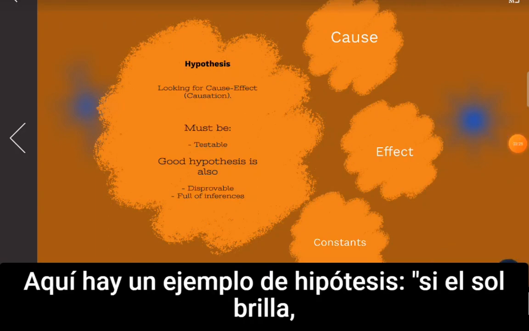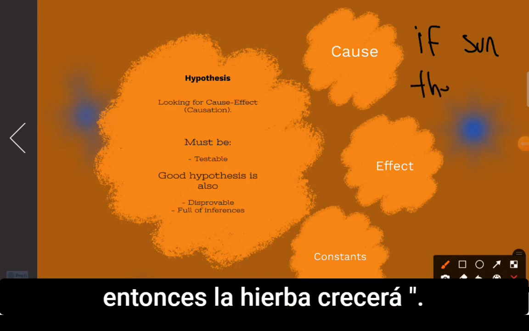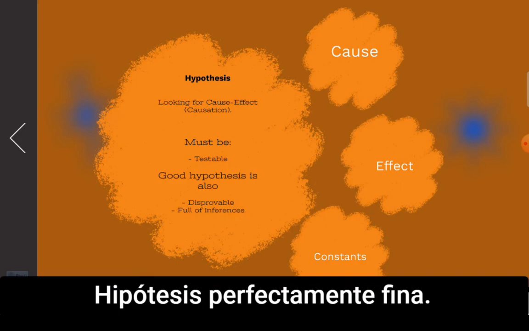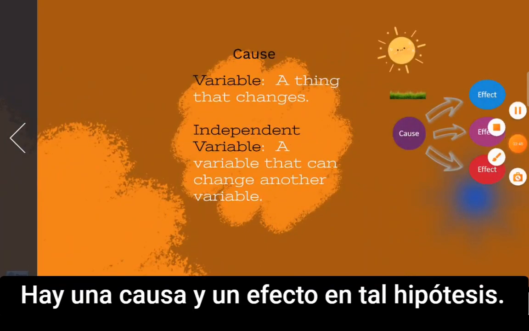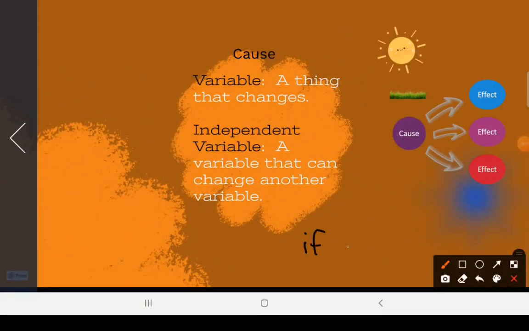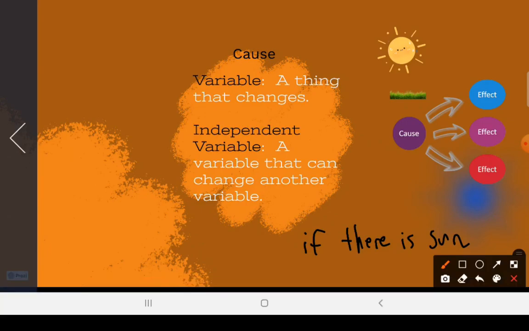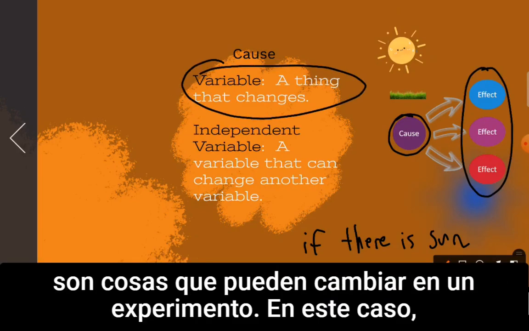So here's an example of a hypothesis. If the sun is shining, then the grass will grow. Perfectly fine hypothesis. There is a cause and effect. In such a hypothesis, there is the cause and then the effect, right? So the cause and the effect are different variables. Variables are things that can change in an experiment.